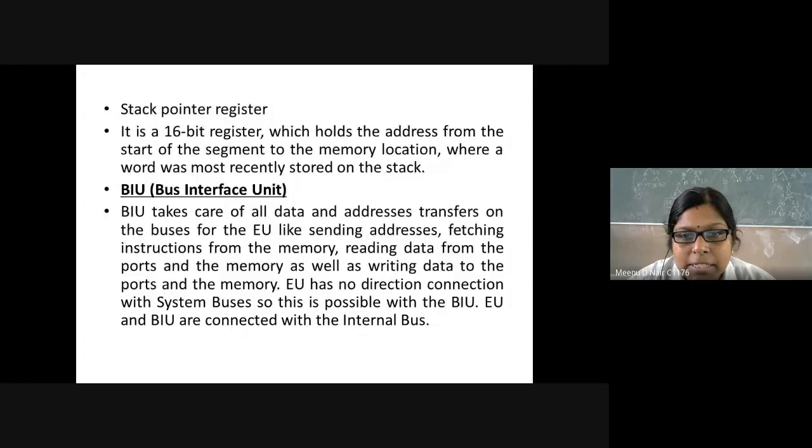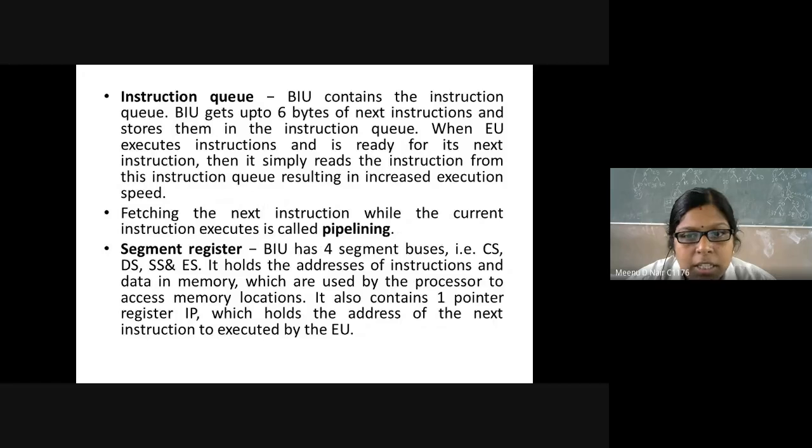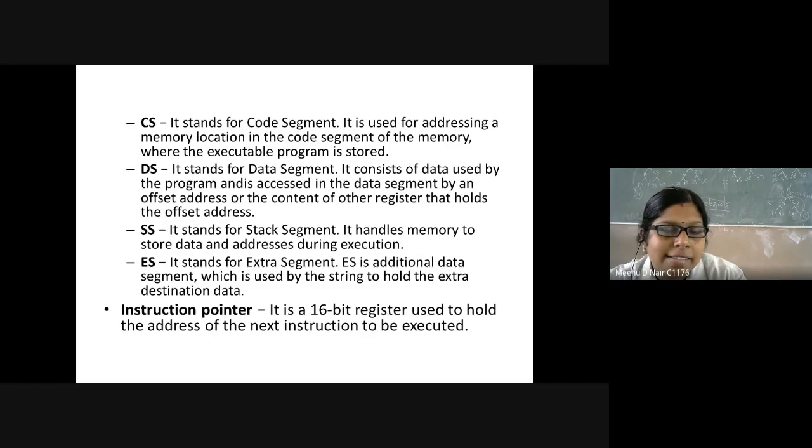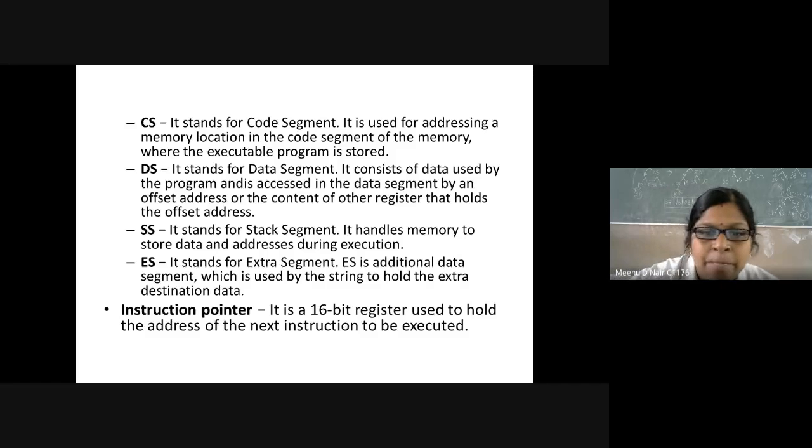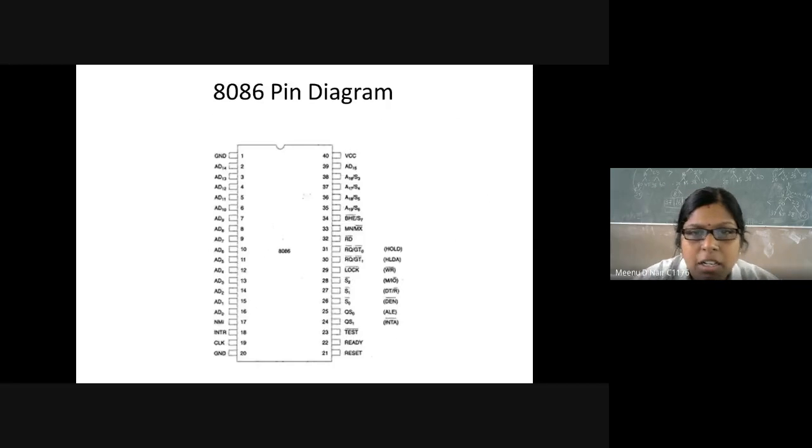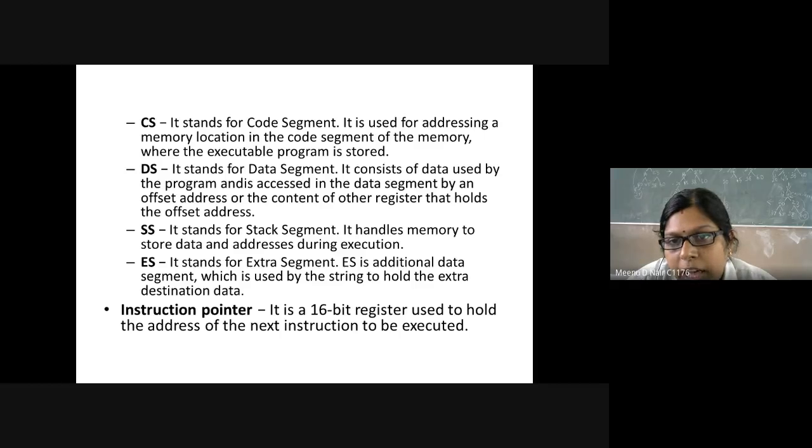The next one is the bus interface unit. Based on the instructions received from the execution unit, your bus interface unit is going to work. Then the next one is the segment registers. There are four: CS, DS, SS, and ES. CS is the code segment, DS is the data segment, SS is the stack segment, ES is the extra segment. Everything is a 16-bit address. The next one is the instruction pointer. These are the main points of your architecture.